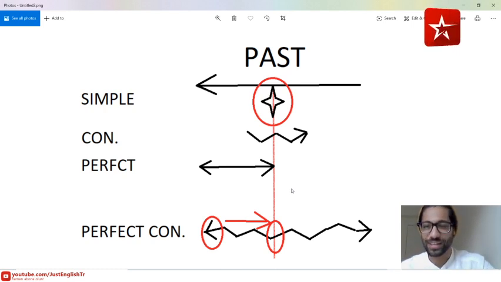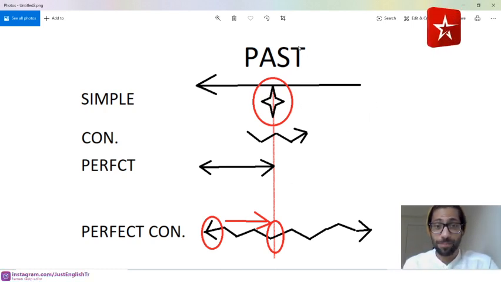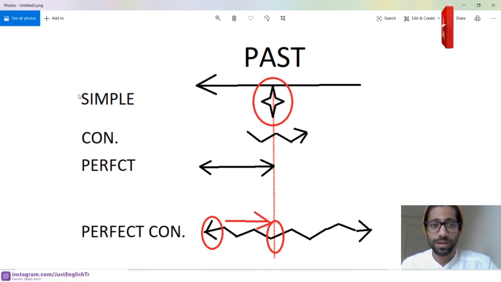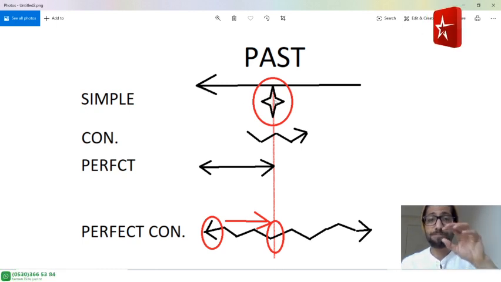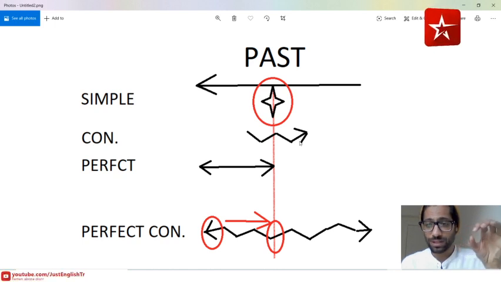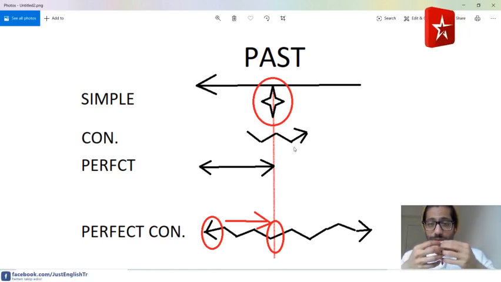I'm joking. Okay. So, we're talking about the past here. Here, we're talking about the past and the simple past. The simple past, which means something, this is the main event. Something happened and finished. Now here, past continuous, this is for continuous, this part, which means the situation continued while the main event there. Okay?